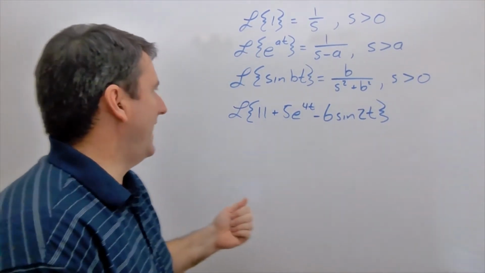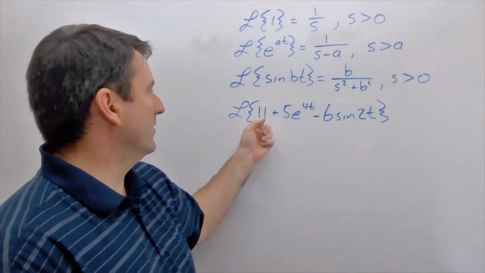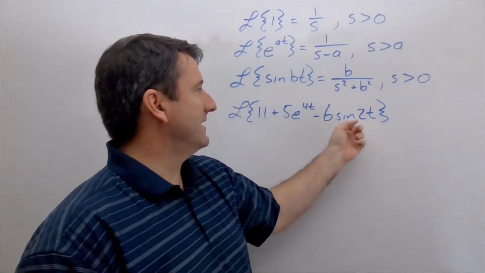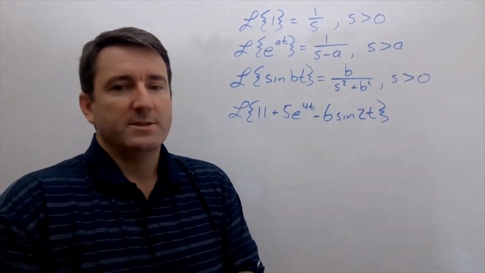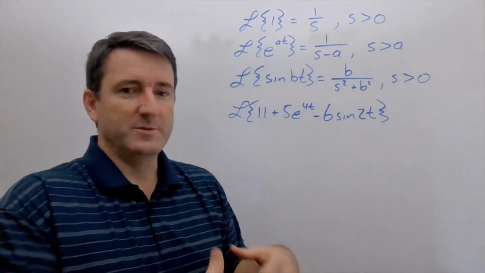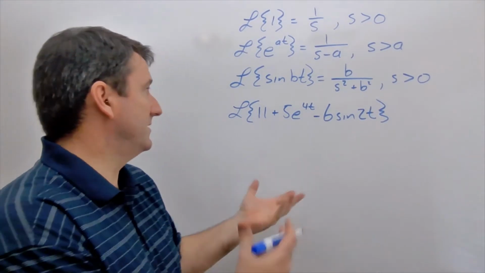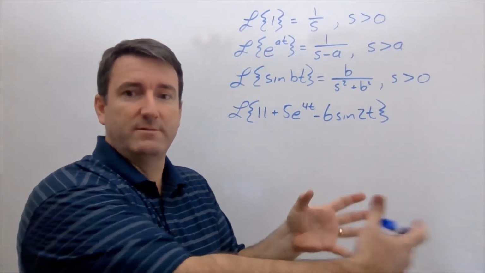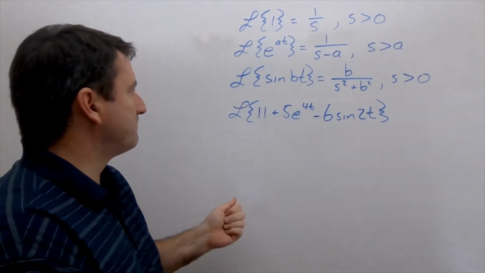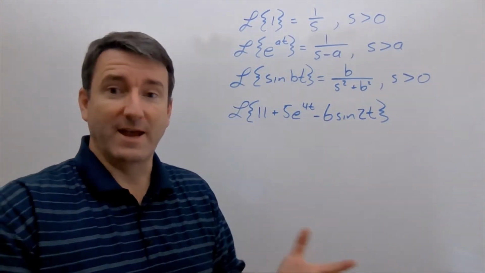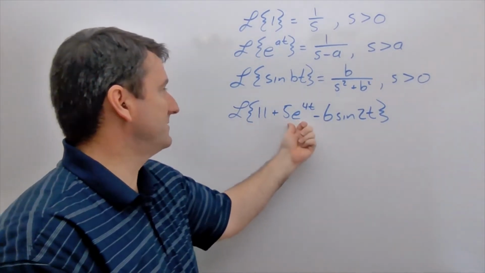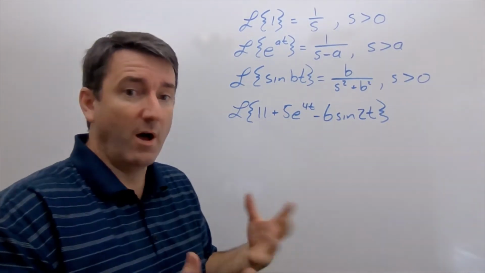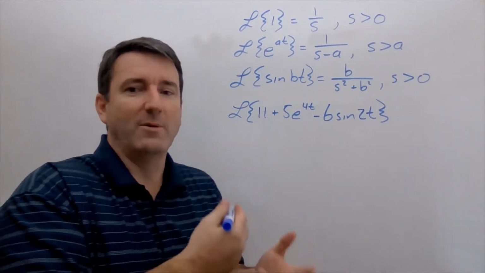So now we're being asked to find the Laplace transform of 11 plus 5e to the 4t minus 6 times the sine of 2t. So the nice thing about the Laplace transform, just like with integrals, which should make sense because the definition of it is just a certain integral, is that we can do two nice things. One is we can take the Laplace transform of each term separately. Also, we can bring a constant out in front.